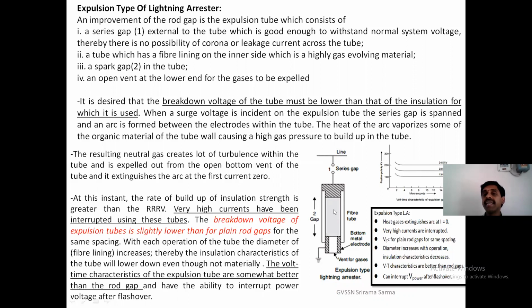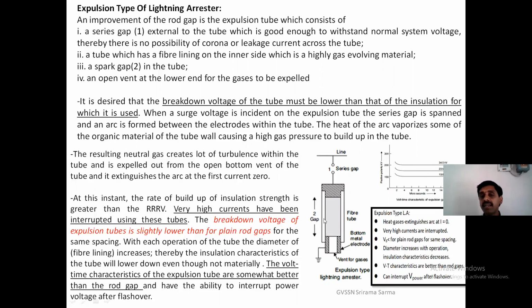Then what happens? The heat of the arc vaporizes some of the organic material in the tube wall, causing high gas pressure to build up in the tube. How are these gases produced? Because of heating of the organic material of the tube. The heat of the arc vaporizes some of the organic matter of the tube wall, causing high pressure gas to build up in the tube.